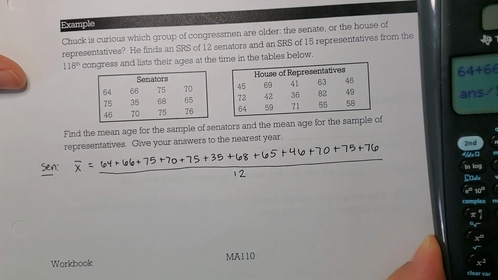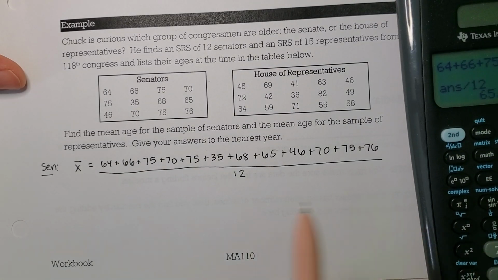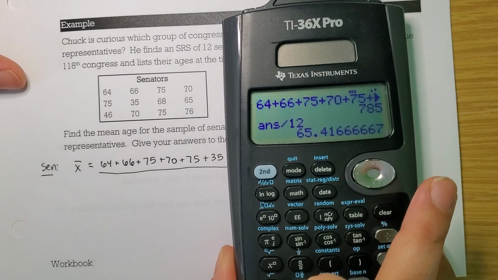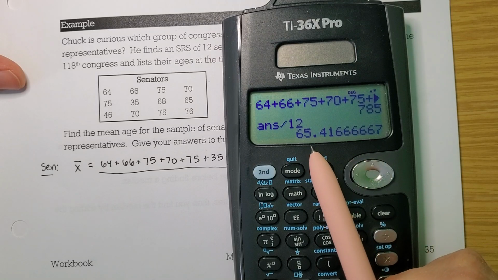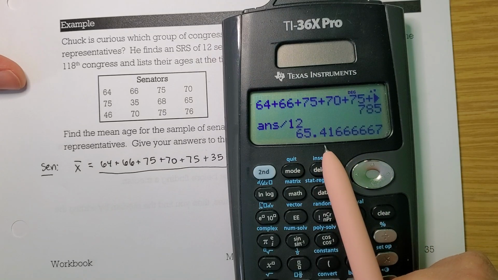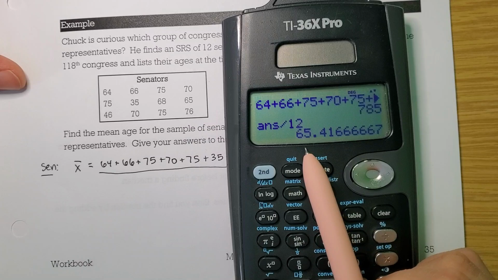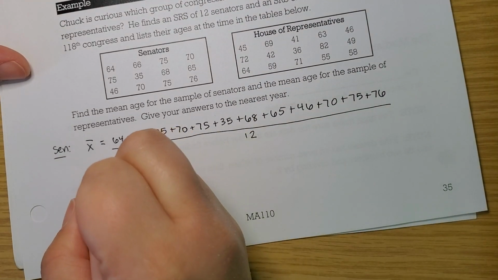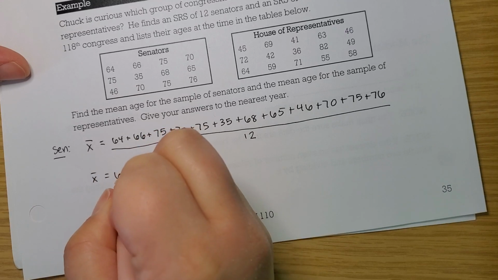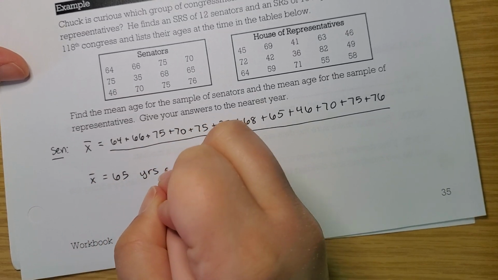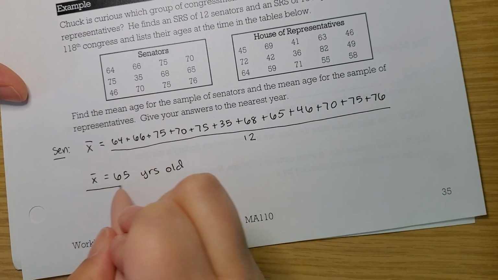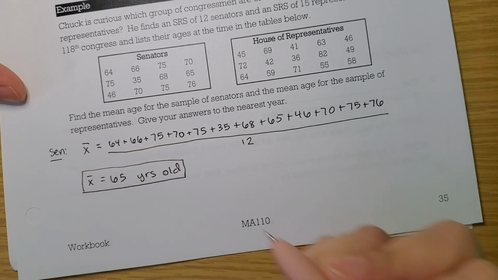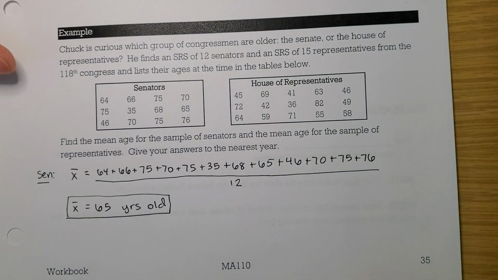So let's just go ahead and round that to the nearest year. Since the digit after the decimal point is less than 5, that means this is going to be 65. So X bar is 65 years old, and that's for our senators data.